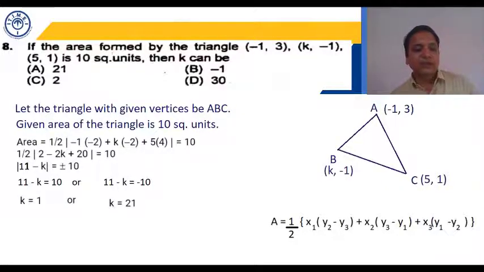We have to consider both the values. So the first value gives us k equal to 11 minus 10, that is 1. And the second gives 11 plus 10, k equal to 21. The question is asking for which of the following can be a value. Can be a value means it can be 1, it can be 21. So k can be 1 or k can be 21.